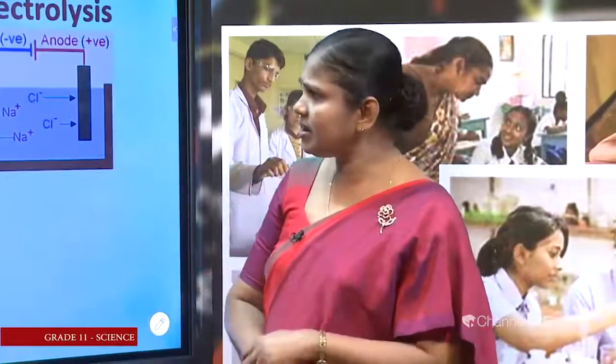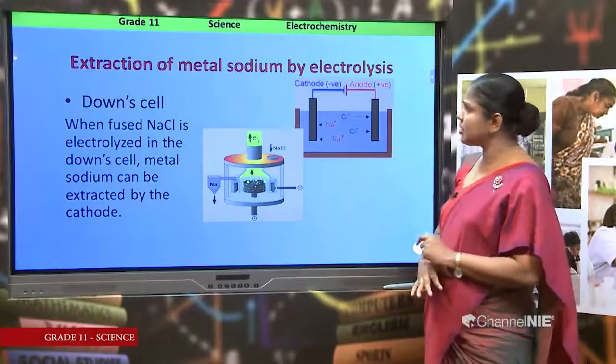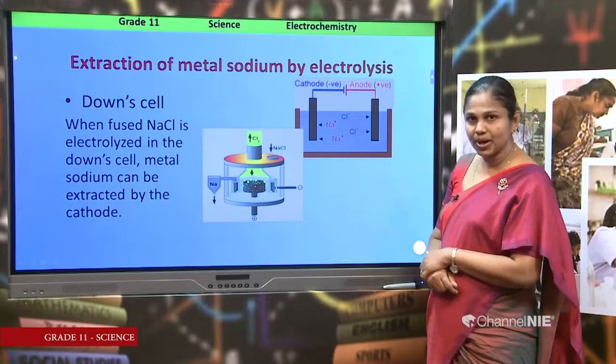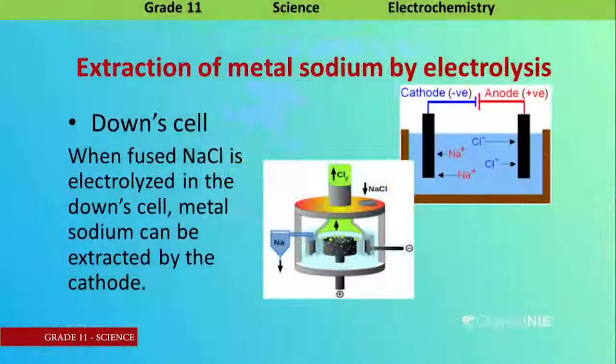Just to remind you, electrolysis of fused sodium chloride, right children? Look at this setup. Here there are two types of ions in the solution because this is fused sodium chloride: sodium ions and chloride ions. As we have learned, positive ions are attracted to the negative electrode and negative ions are attracted to the positive electrode, or the anode.